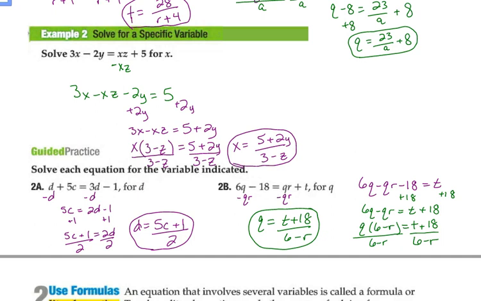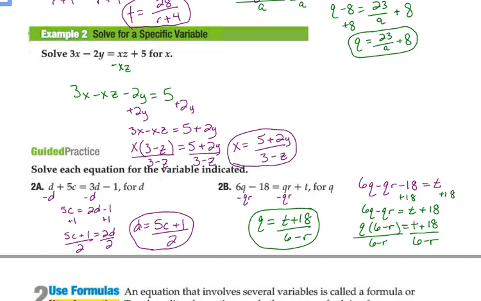Okay, looking at 2a, again, we have d plus 5c equals 3d minus 1, and we're supposed to solve for d. So first thing that I'm going to do is I see that I have a d on each side. The rules of solving equations say I'm supposed to combine like terms. Well, here we can actually do that because we don't have any other variables attached to this. So I'm going to subtract a d from each side, which leaves me 5c equals 2d, because 3d minus 1d is 2d, minus 1. Then from there, I can add my 1 over. I can't combine these two, so I just leave it as 5c plus 1. Then I'm going to divide that too.